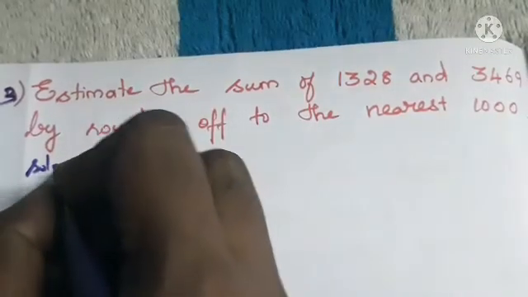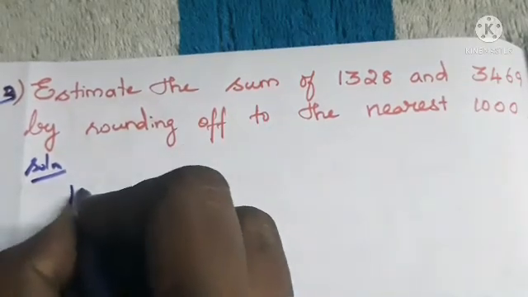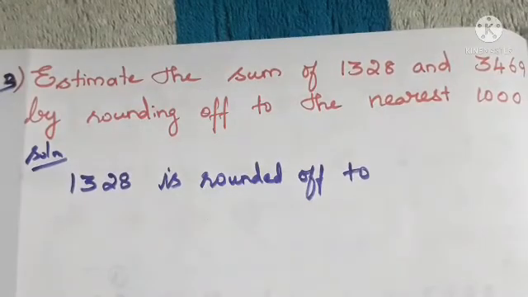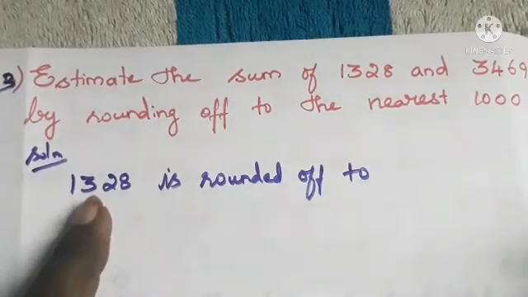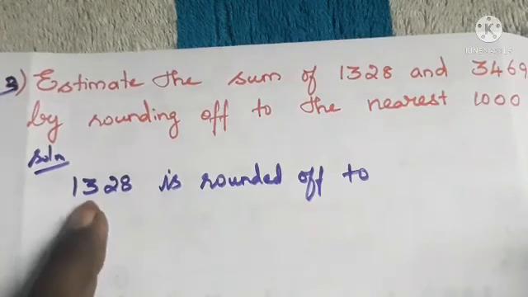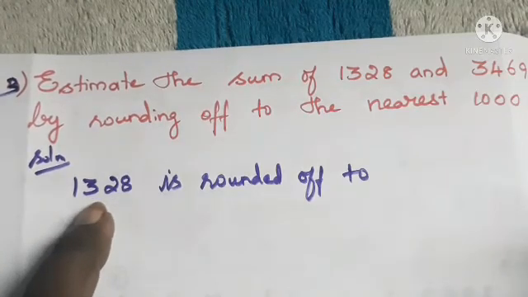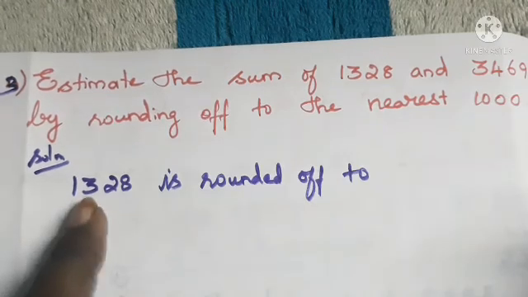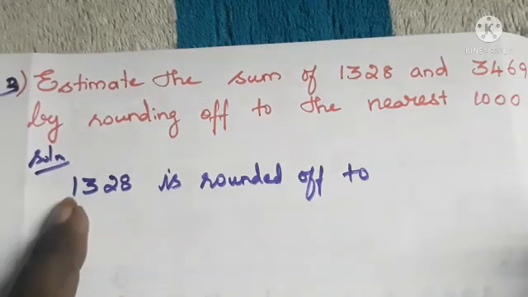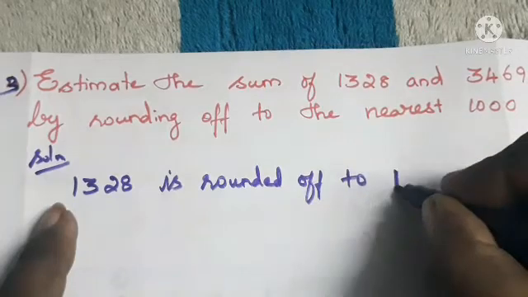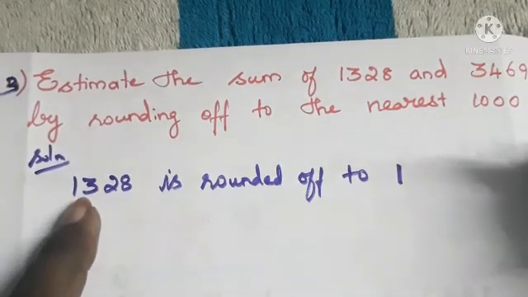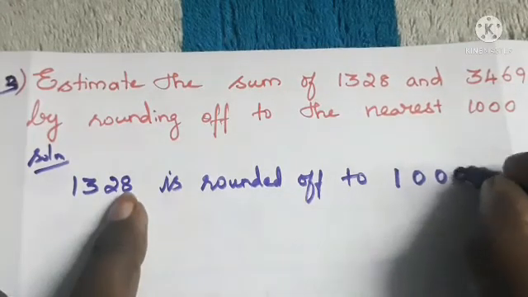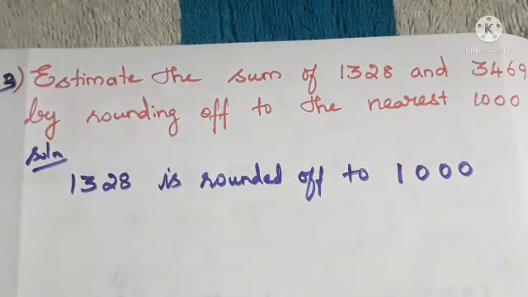So we can write the solution. Write the first value: 1328 is rounded off to. We have to focus on the 100 place, that means ones, tens, 100. In the 100 place we have 3. So 3 is less than 5. So, first condition: no need to change the 1000 place. Keep it as it is. The 1000 place is 1, no. So keep the 1000 place as it is and make the 100, tens and ones zeros. So we write zeros in the remaining 3 digits.